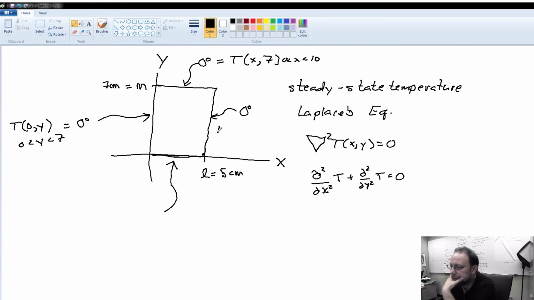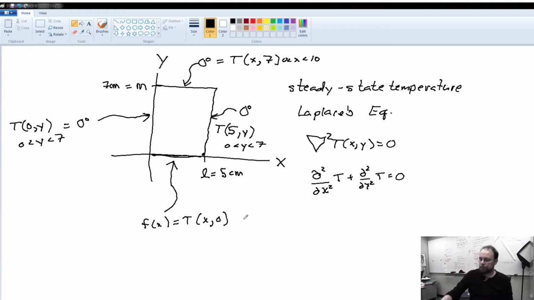And this is the temperature at the right side, so when x is 5 centimeters, for y's between 0 and 7. Okay, so the fourth side in general is going to be some function of x, right? This is the temperature at position x when y is 0. So we want to come up with some temperature that can have a constant. For simplicity's sake, a constant would be nice. If we have something like x, that works as well.